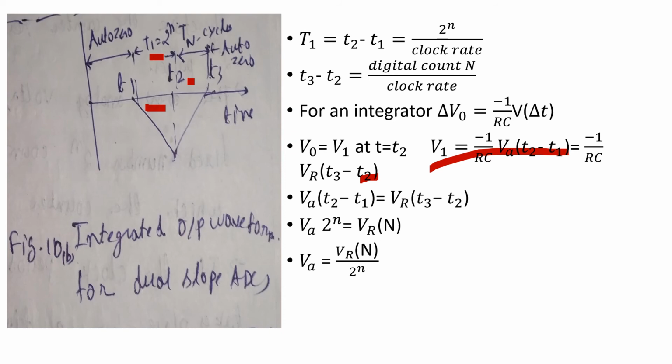Both are equal. So minus 1 by RC, 1 by RC cancel. So VA into T2 minus T1 is equal to VR into T3 minus T2. So VA into T2N is equal to VR. So from this we can calculate VR or VA. If VA is given, you can compute VR here, if N is given. Or if N is not given, you can calculate N here.